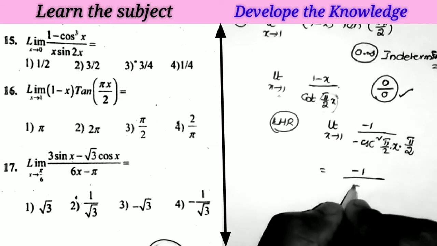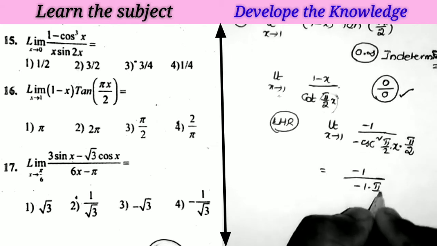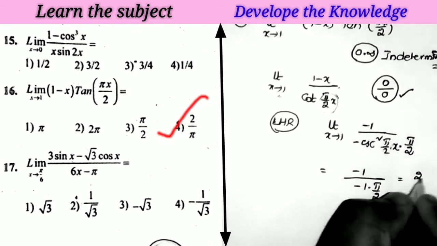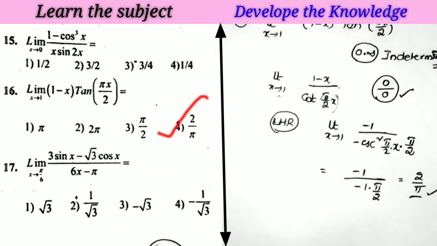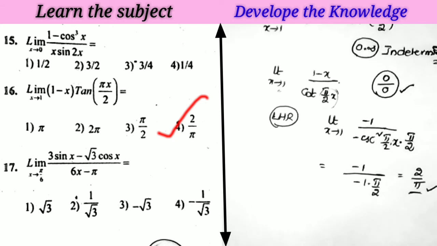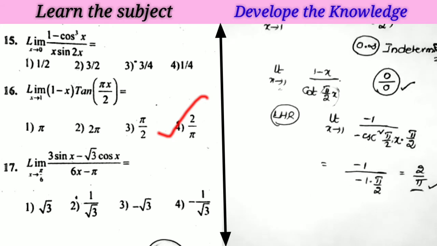Cosecant square pi by 2 is equal to 1. Minus 1 into pi by 2. So the answer is equal to 2 by pi. That's all. This is the last option. Very easy question, just applying the L'Hospital rule to get the required answer.